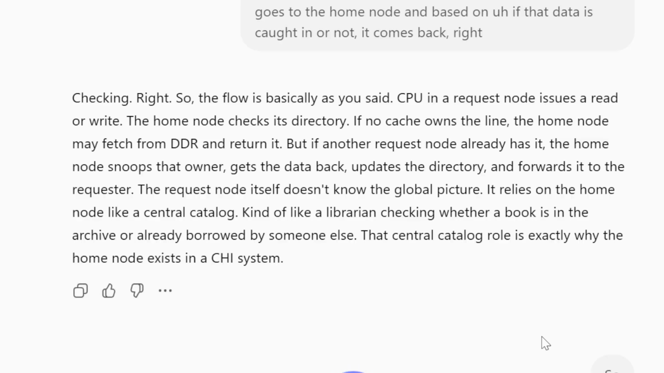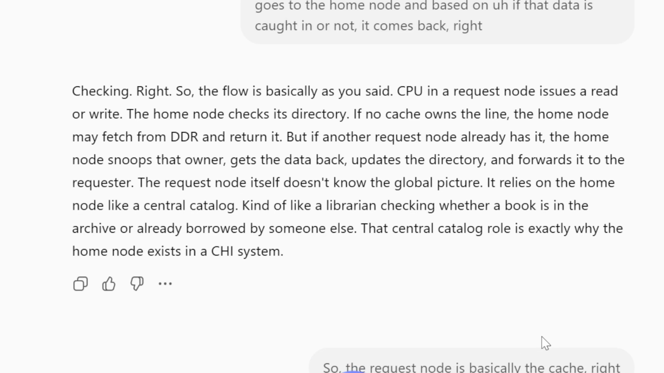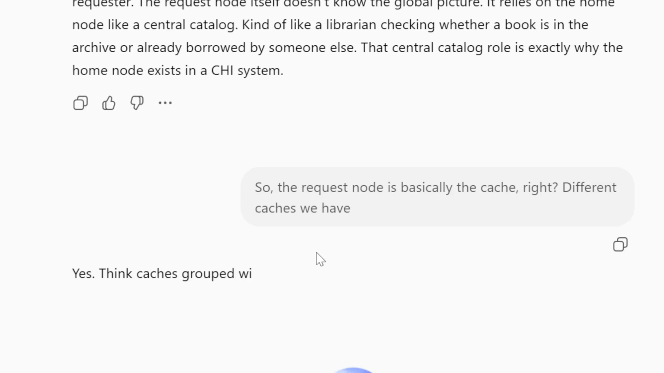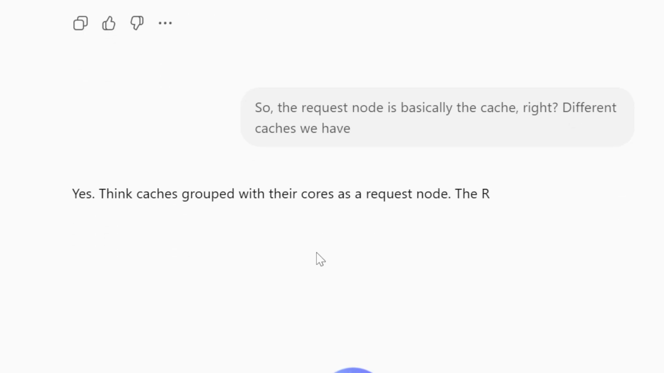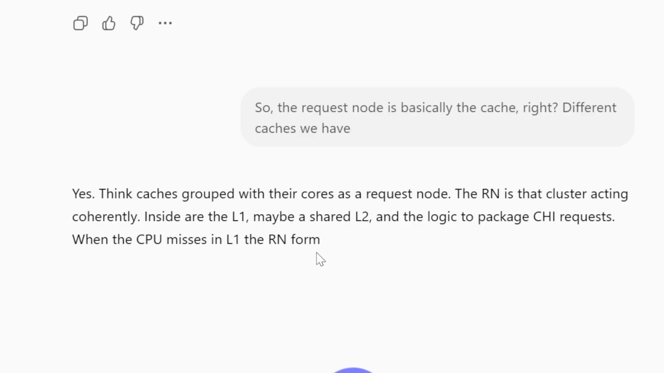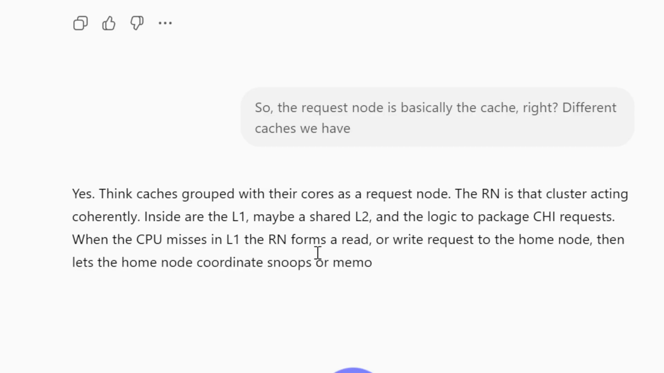So the request node is basically the cache, right? Different caches we have. Yes, think of caches grouped with their cores as a request node. The RN is that cluster acting coherently. Inside are the L1, maybe a shared L2, and the logic to package CHI requests. When the CPU misses in L1, the RN forms a read or write request to the home node, then lets the home node coordinate snoops or memory access.